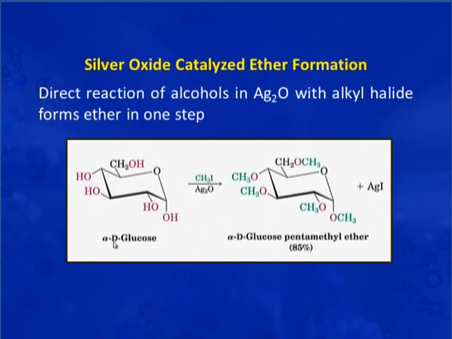This is an example of alpha D glucose, which has 5 hydroxy groups. When it is treated with methyl iodide in presence of silver oxide, it forms alpha D glucose pentamethyl ether. All the 5 hydroxy groups get methylated and the product is formed in good yield, of about 85% in this particular case.